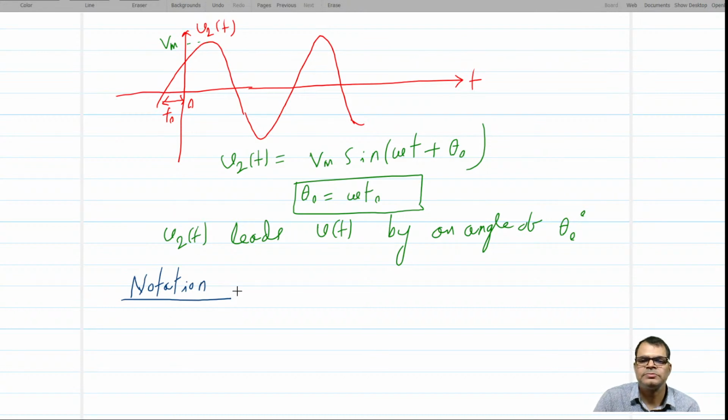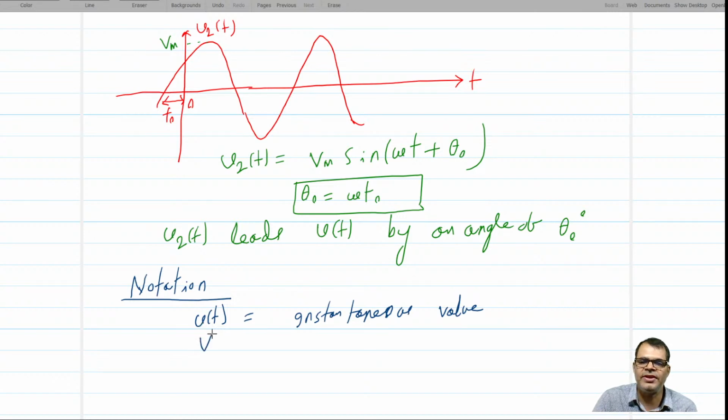Notation. So Vt, already we are discussing, this is called the instantaneous value of the wave. Instantaneous means we can find the instant value by this notation, like v(t) = Vm sin omega t. So it is denoted by the small v of t.